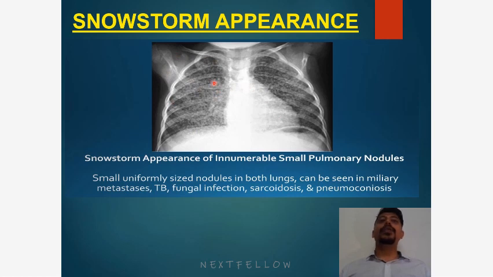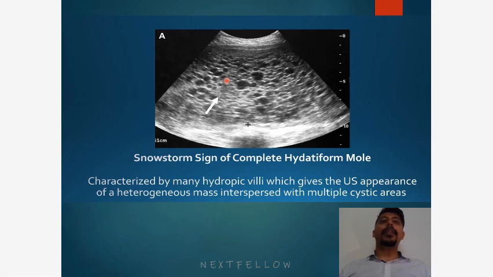Snowstorm appearance. What is snowstorm appearance? Innumerable small pulmonary nodules can be appreciated on the chest X-ray. Small uniformly sized nodules in both lungs can be seen in miliary metastasis or miliary TB, fungal infections, sarcoidosis, and even in pneumoconiosis. Snowstorm appearance can also be seen in complete hydatidiform mole. These are the many hydropic villi which give the ultrasound appearance of a heterogeneous mass with multiple cystic spaces. So on ultrasound we can appreciate multiple cystic spaces in complete hydatidiform mole, giving the snowstorm sign.